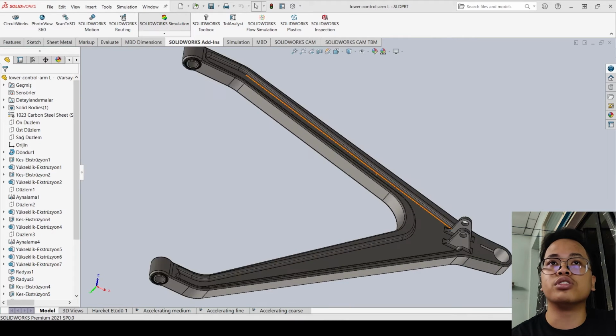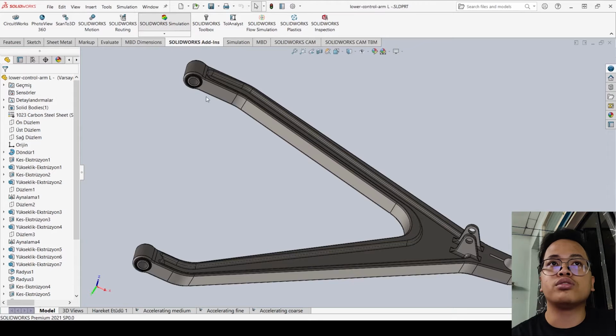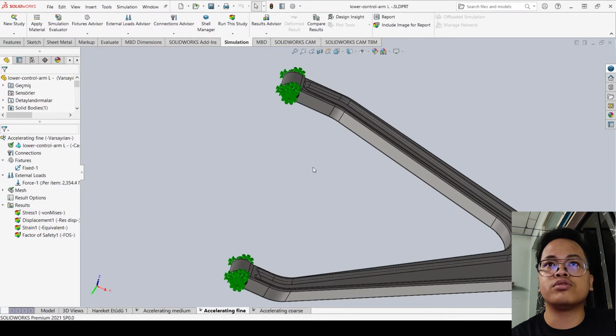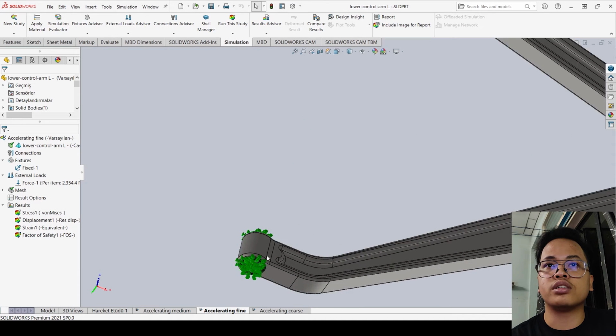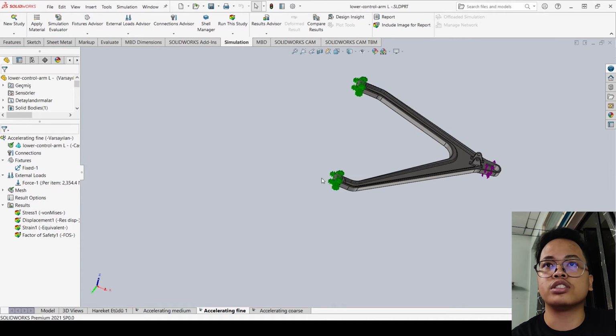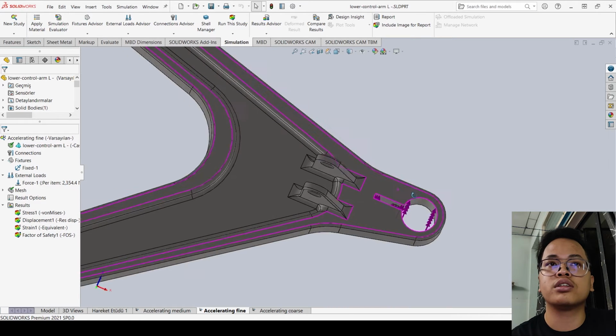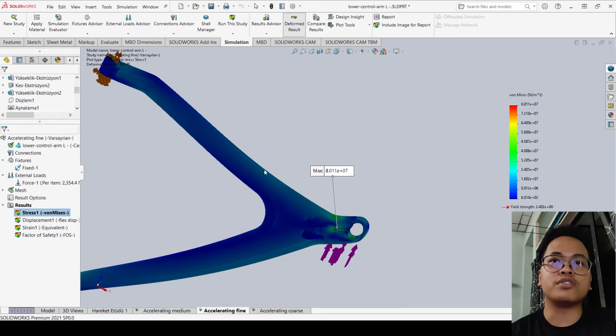This is the model in SolidWorks. I will run the study. As shown here, the boundary conditions are set in the rear bushings and in the front bushings. The force will be applied around here at the knuckle. This will be the model after the simulation is run.